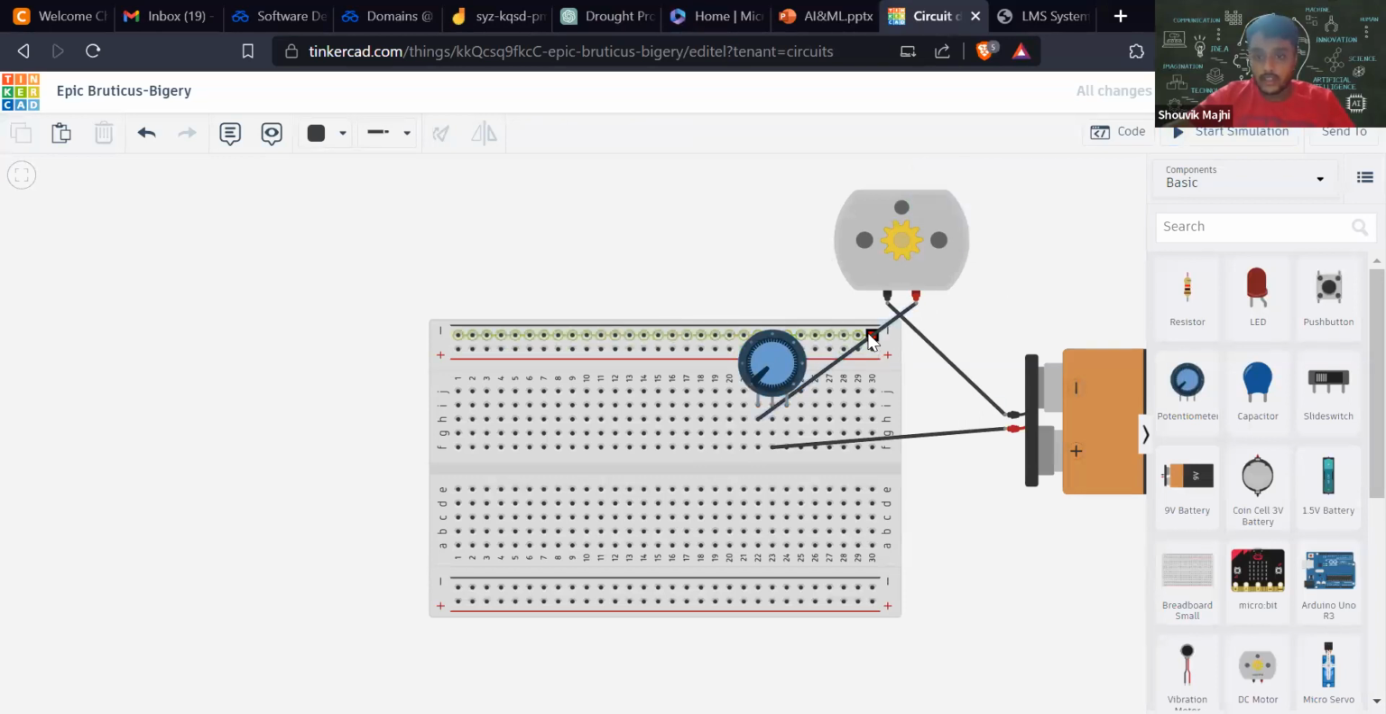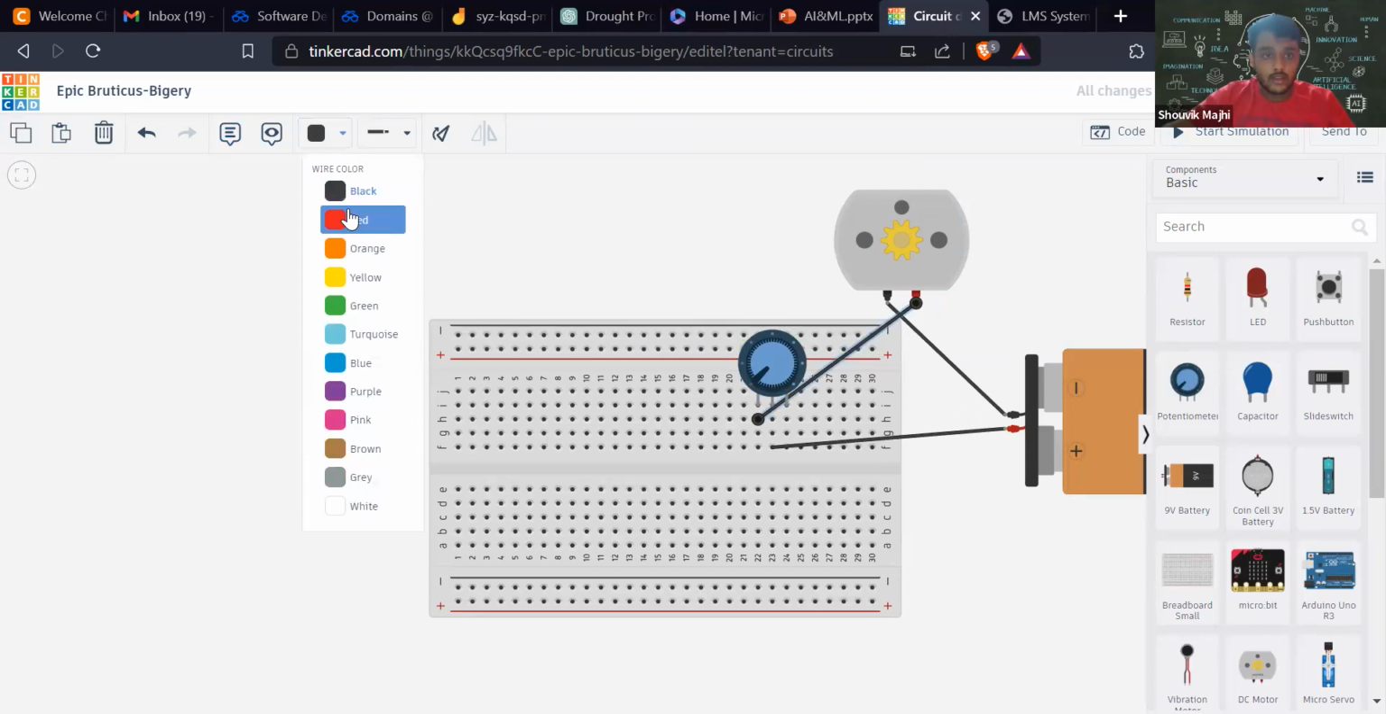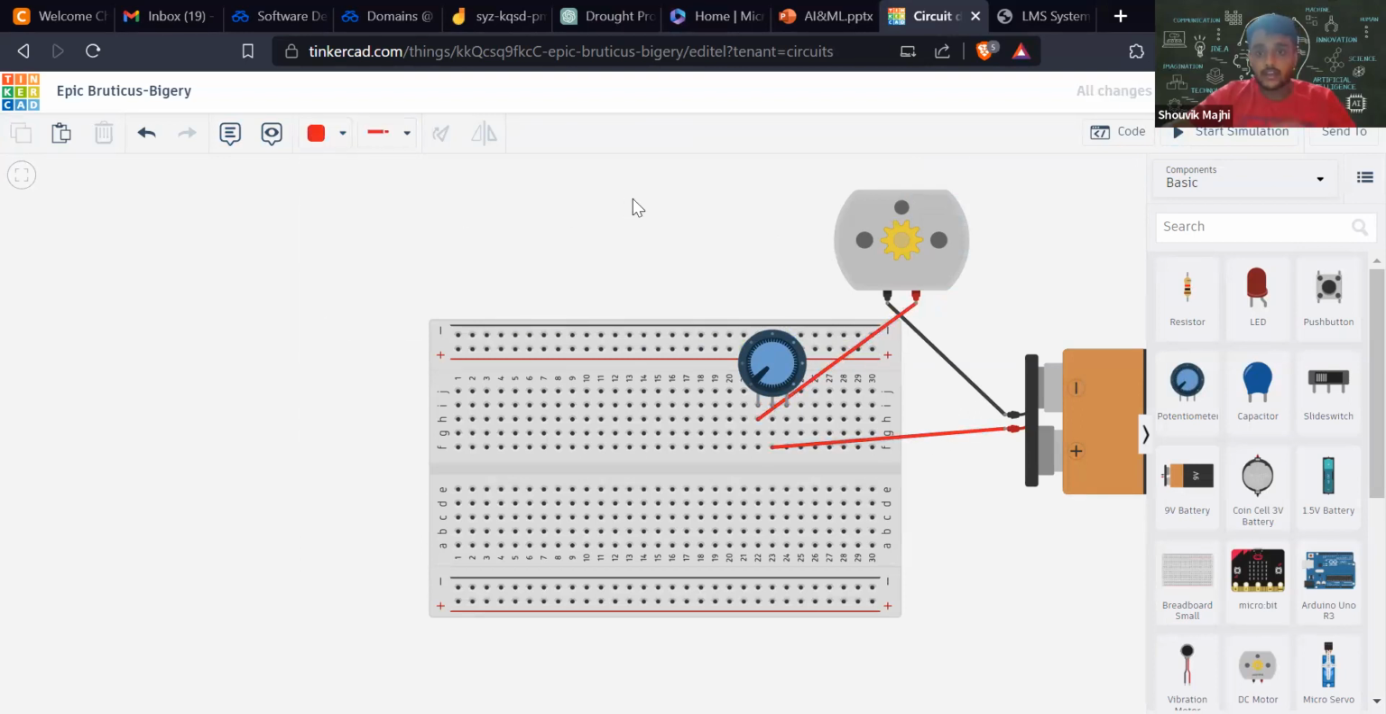Okay, let us color code it for you people. Just turn it red. Okay, so this completes the connection. One is from the wiper section, the middle terminal, which I'm connecting to the battery, and from terminal one itself, I'm connecting to the motor. And the other side of the motor is connected to the other side of the battery, right?